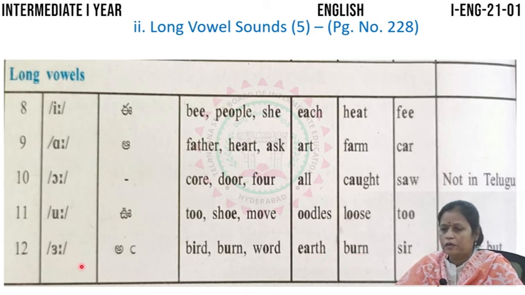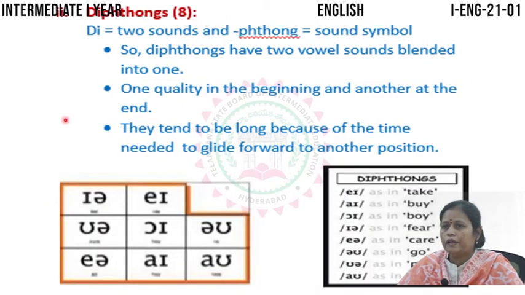Okay, so these are the long vowels, which are 5 in number, as in e, a, o, with no equivalent sound, and a. So those were the long and short vowels, 12 which we have seen.